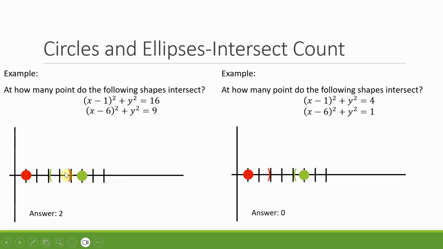Now notice, they've crossed each other. So my answer has to be 2, because if I was to draw this out, it would have to go something like this, and then something like this. So it would have to cross somewhere up here and then somewhere down here.